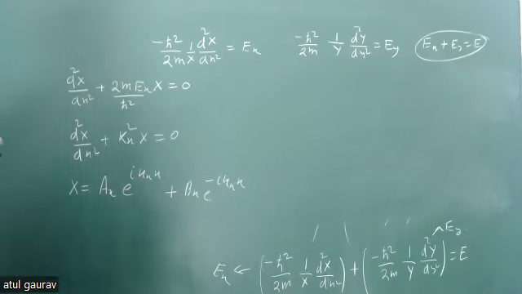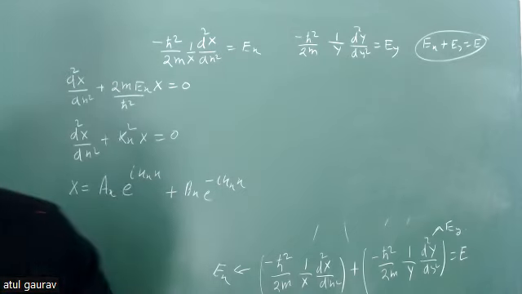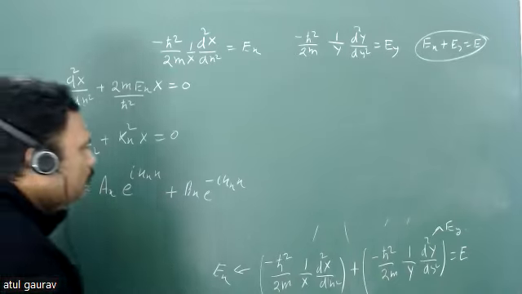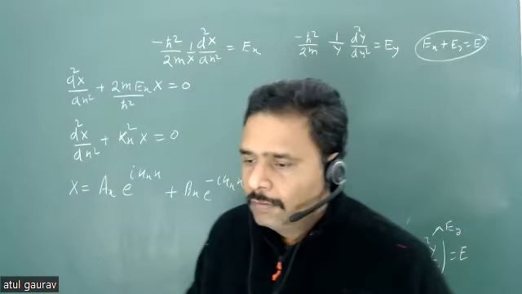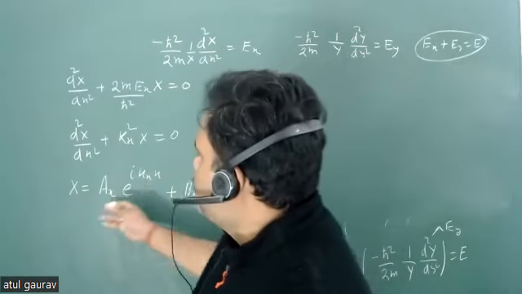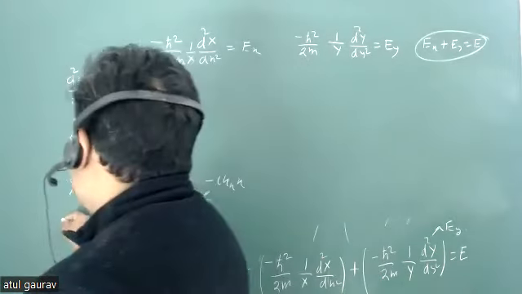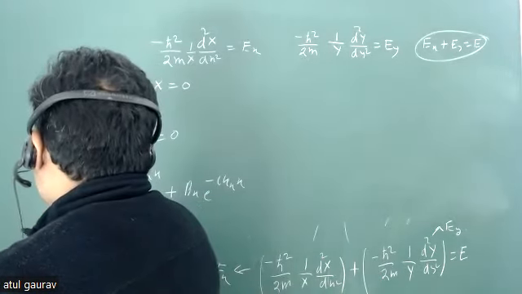So now we can use the boundary condition. What will be the boundary condition here? Anyone? At x equal to 0, what should the wave function be? It should vanish. So it should be 0.